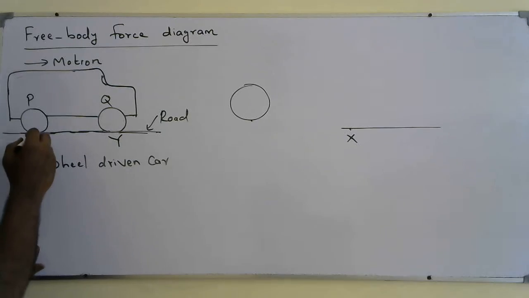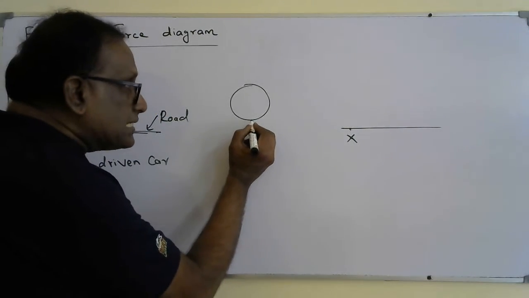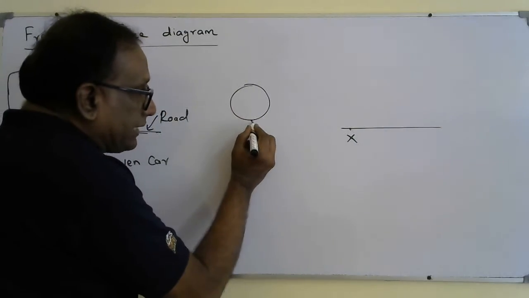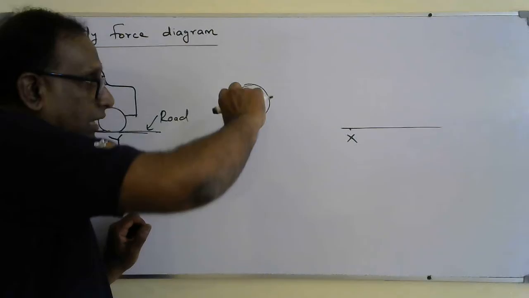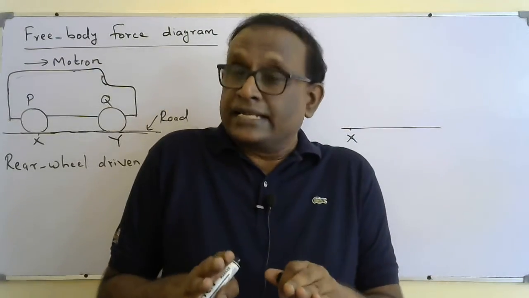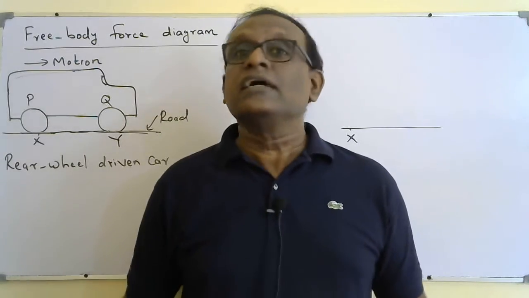At point X, it's touching the ground. So at point X, the wheel will try to slip to the left. Can you imagine the graph? At the point at which it's touching the ground, the wheel will try to slip, but it's unable to slip because there is enough grip or friction due to the grooves on the wheel.